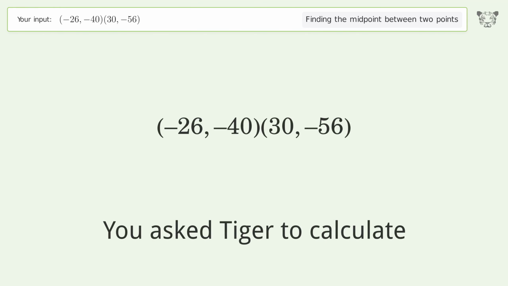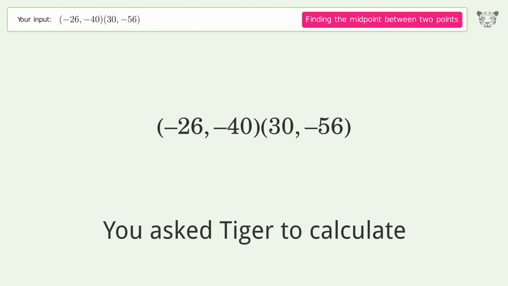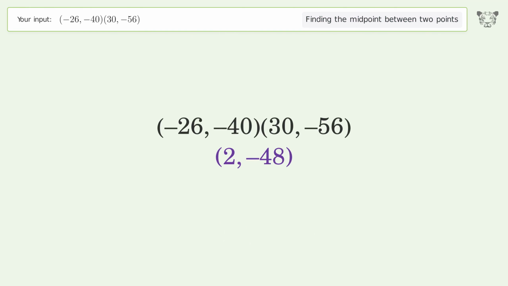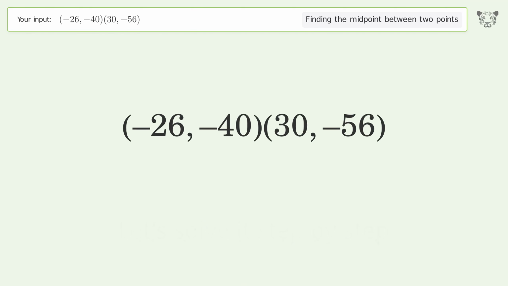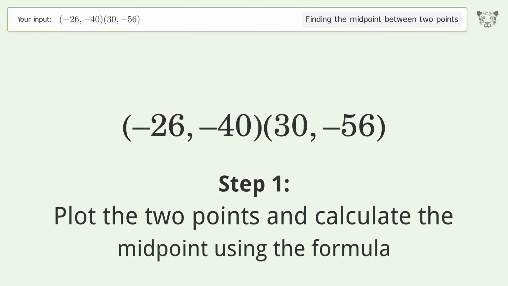You ask Tiger to calculate. This deals with finding the midpoint between 2 points. The midpoint between the 2 points is 2, -48. Let's solve it step by step. Plot the 2 points and calculate the midpoint using the formula.